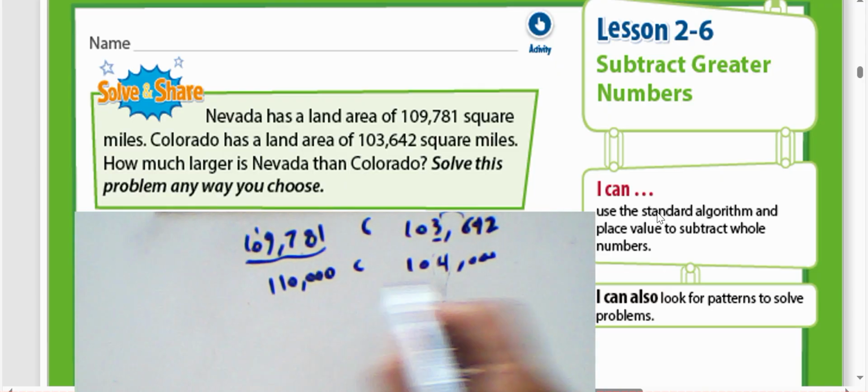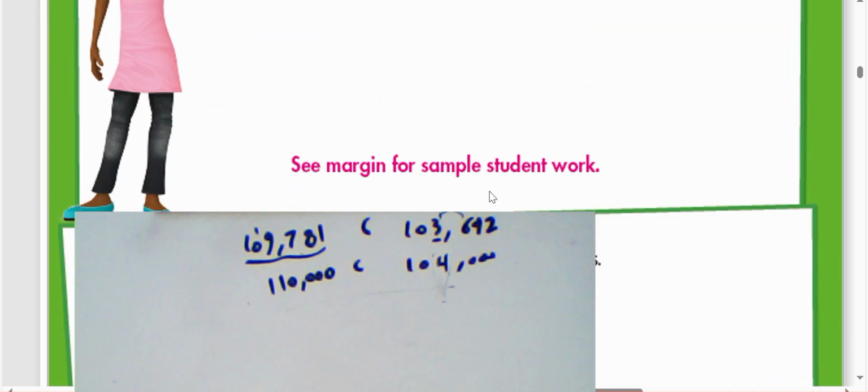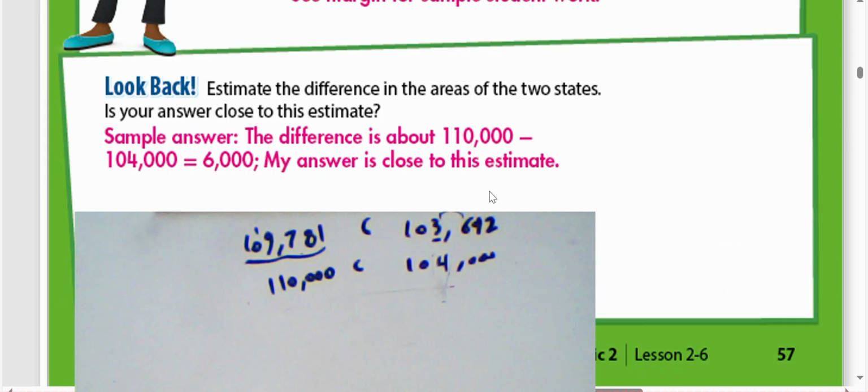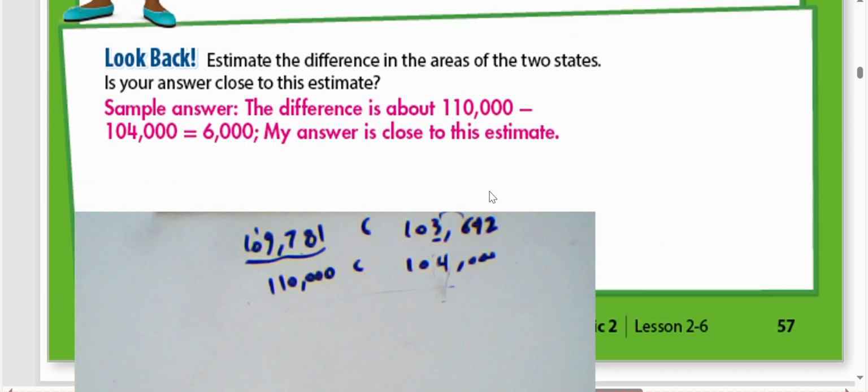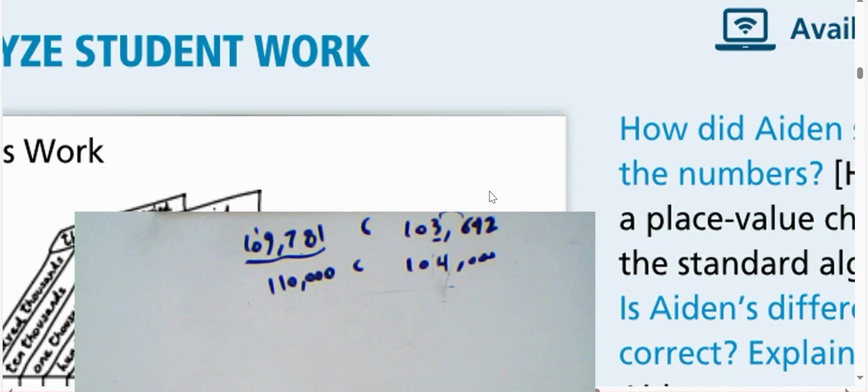We can find the difference between two numbers using the estimation to find the result, like this. So the difference between them equals 6,000. Do you know the rounding or estimation? Okay.